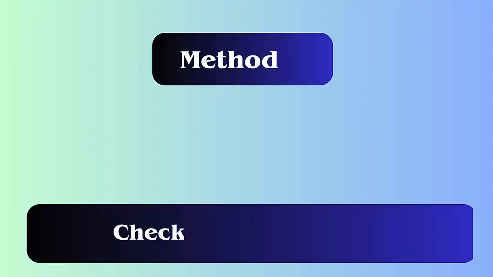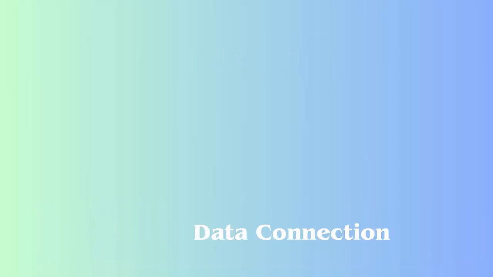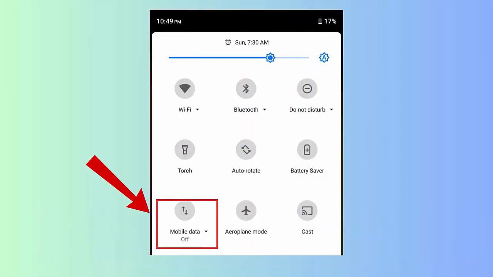Method 1. Check data connection. The very first thing you should check is whether your mobile data connection is working or not. You can check its speed by doing a speed test on speedtest.com or fast.com. In addition, check if there is an active internet connection, or if the data limit is exhausted for that particular day.